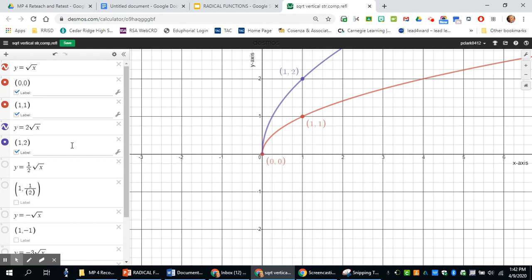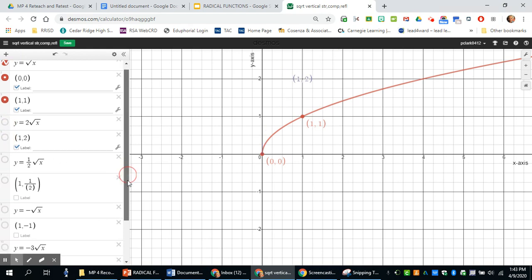So if you are comparing the purple graph to the red graph, even if the red graph wasn't there, you know that 1, 1 is a key reference point for the parent function for the square root of x. You see that you have a graph that has 1, 2. You know that a vertical stretch of 2 has been applied. All right, enough of vertical stretches.